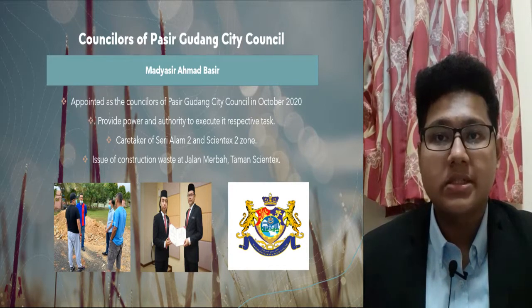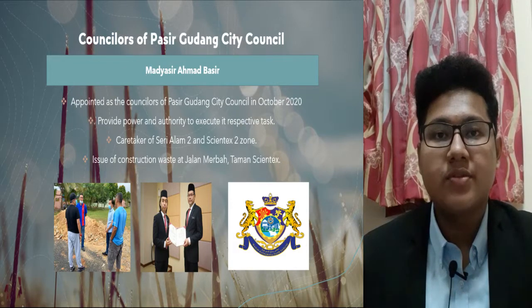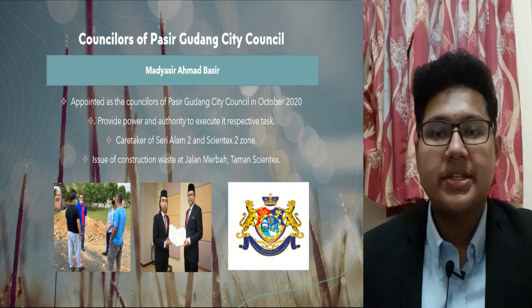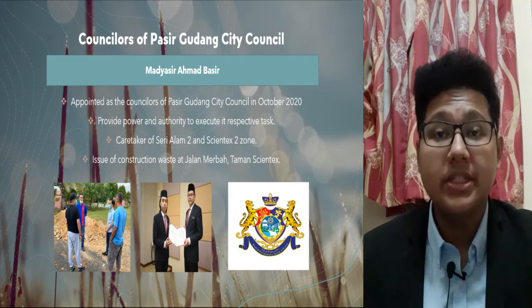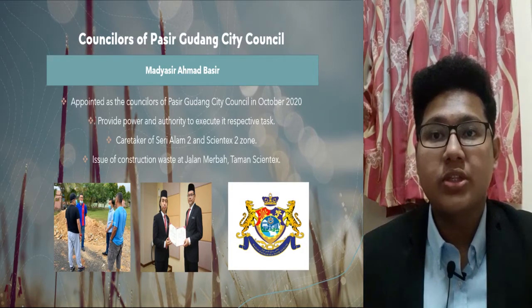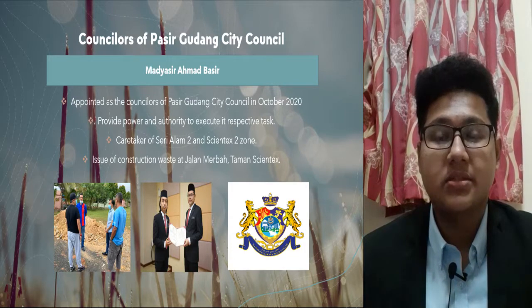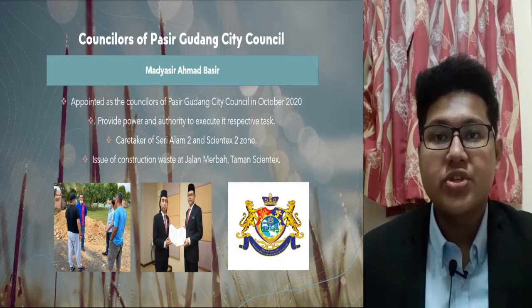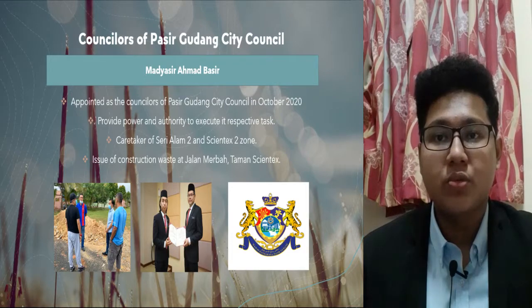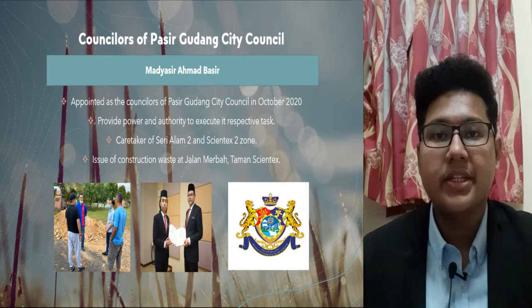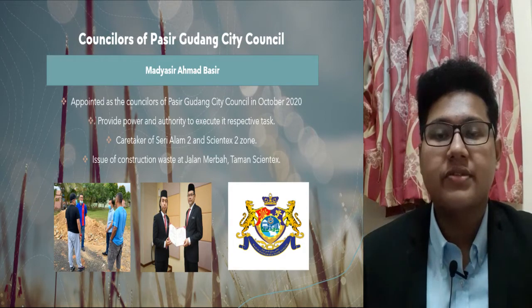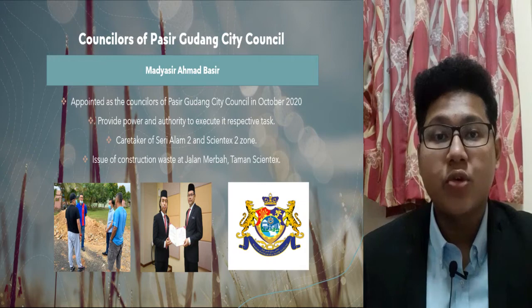Currently, there are 12 councillors appointed under the local government of Pasir Gudang City Council, and one of them is Mat Yasir Ahmad Basir. Mat Yasir Ahmad Basir was appointed as a councillor of Pasir Gudang City Council in October 2020. He is the youngest person appointed as a councillor, at the age of 25 years old. He is the caretaker for the zone of Sri Alam and Syntax 2. Mat Yasir Ahmad Basir is the perfect candidate as he grew up in Pasir Gudang and stays at Sri Alam. Thus, he has knowledge about the locality and knows his way around.